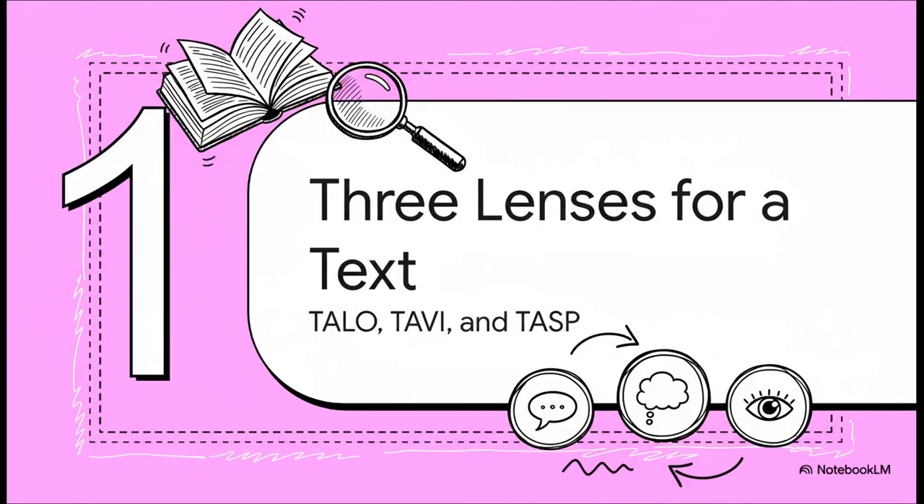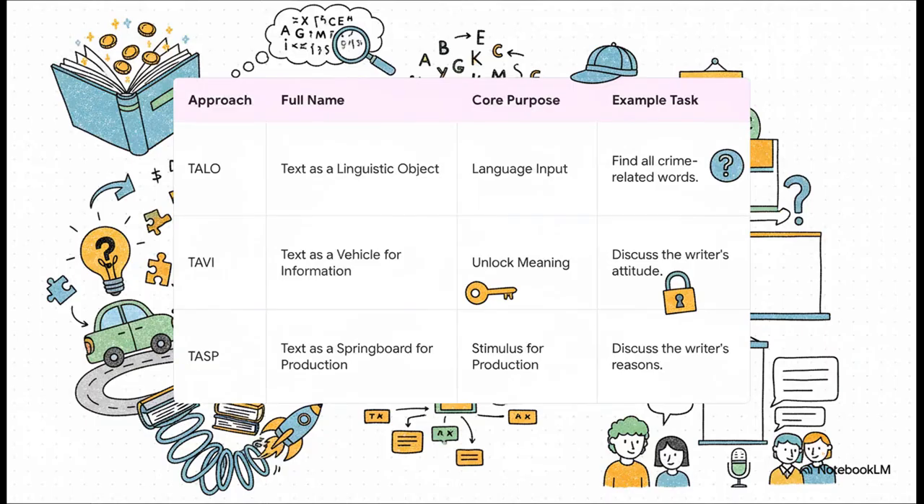Okay, so let's get started with how we actually use a text in the classroom. You can think of this next part as a kind of teacher's toolkit. For any given article, story, or whatever you're using, we can look at it through three totally distinct lenses, and each one has a very different purpose. Now, this table breaks down three key approaches, first laid out by the researchers Johns and Davies.